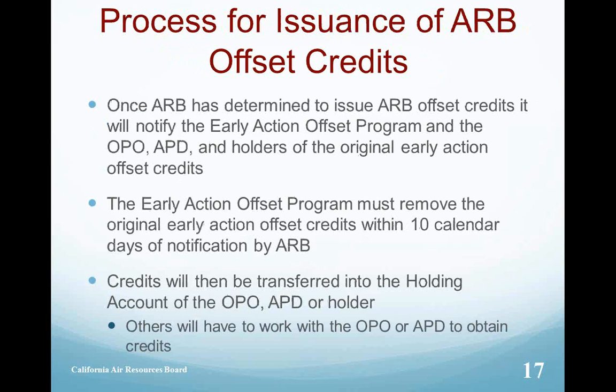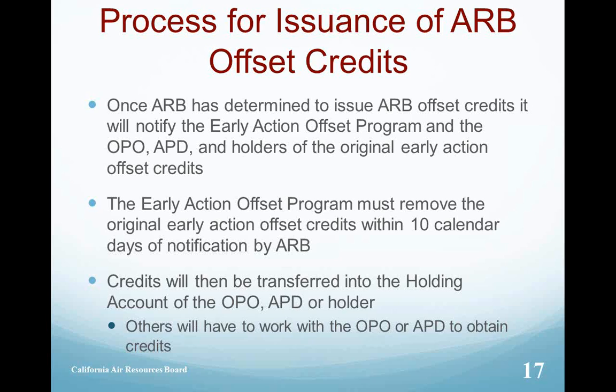Once ARB has determined to issue offset credits, it will notify the early action offset program and the OPO, APD, and holder as appropriate. The early action offset program must remove the original early action credits within 10 calendar days of notification. Credits will then be transferred into the holding account of the OPO, APD, or holder. Others will have to work with the OPO or APD to obtain the credits.